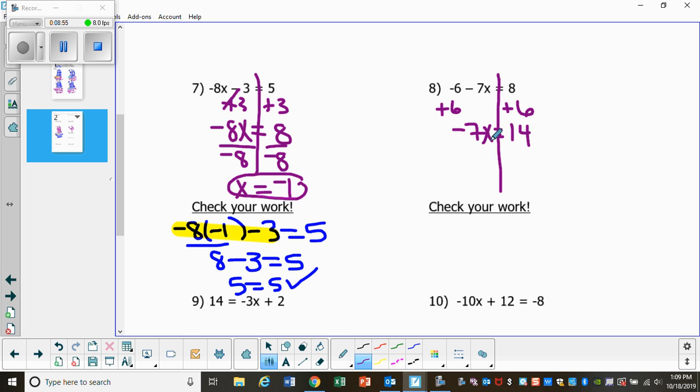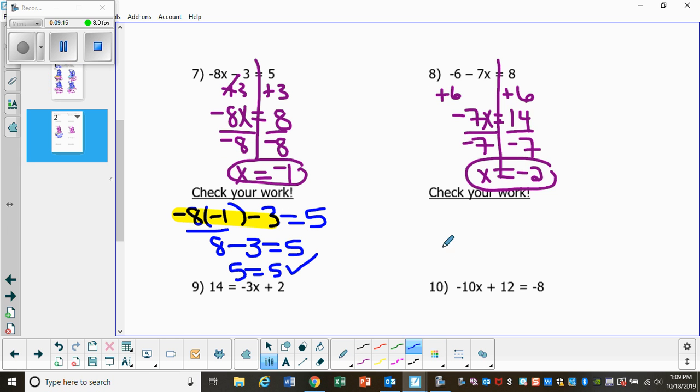So the opposite of multiplying is dividing. So we're going to divide each side by negative 7 to get x by itself. Remember, the coefficient's negative 7, and negative 7 divided by negative 7 is 1, or 1x. And then 14 divided by negative 7 is negative 2. So x equals negative 2.